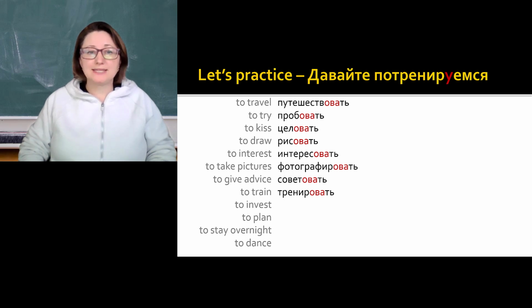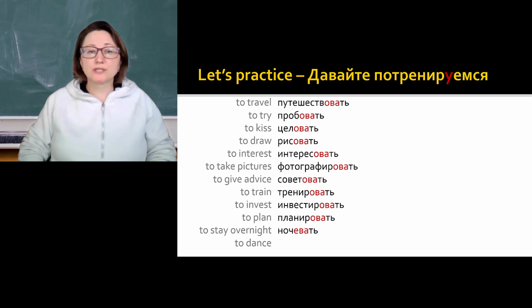Then to invest is инвестировать. To plan something, планировать. To stay overnight means ночевать. And again, unstressed O is pronounced as A.